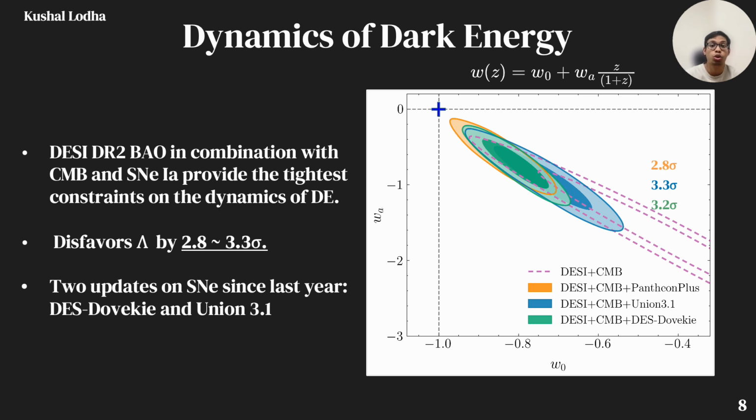Since last year, we also had 2 major updates on the supernovae side in the form of DES-Dovekie and Union 3.1. These changes have brought the significance down from 4 sigma to 3.2 sigma, but they also led to much better consistency across all 3 supernovae compilations.